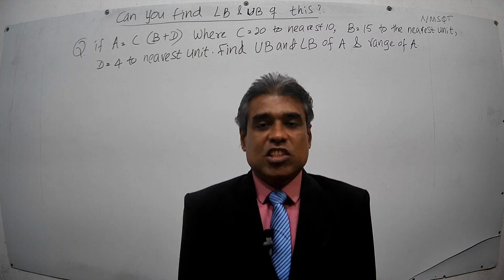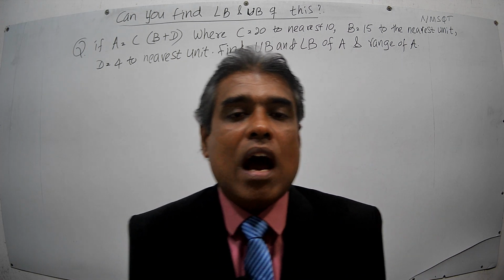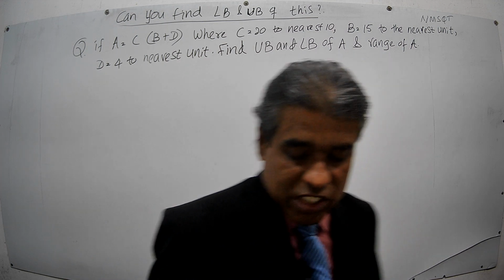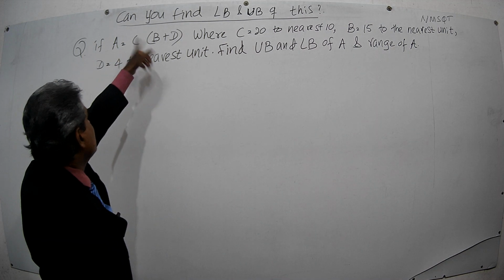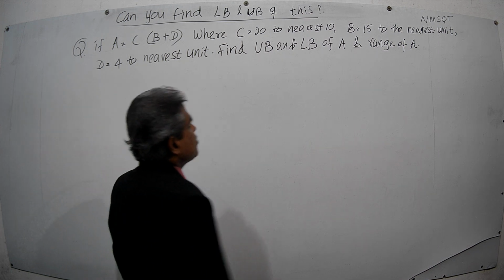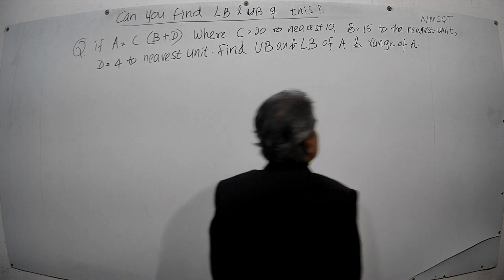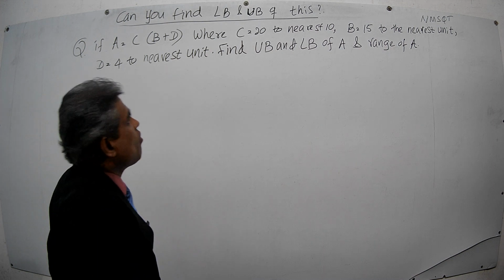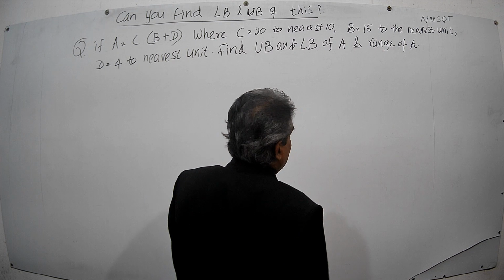I have brought an interesting question today to you. Today's video is actually on a question on upper bound and lower bound. Here is the question: can you find upper bound and lower bound of these? If A equals C times B plus D, where C equals 20 to the nearest 10, B equals 15 to the nearest unit, D equals 4 to the nearest unit. Find upper bound and lower bound of A and range of A.